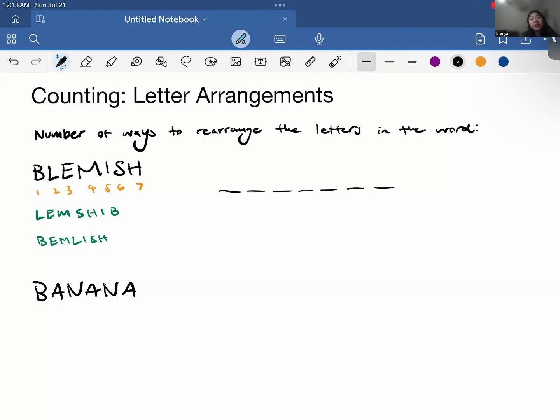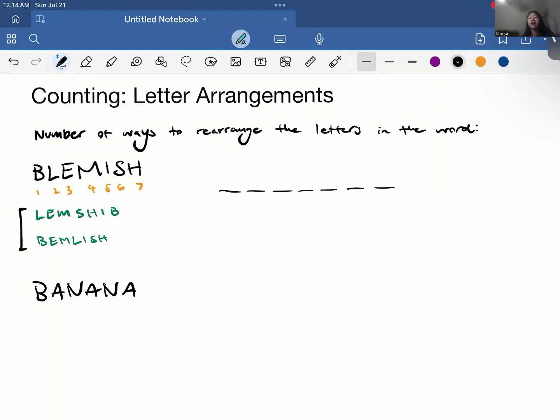So today I'll be teaching you how to count the number of ways to rearrange the letters in a specific word. And so I guess we'll just jump in with an example, for example, blemish. So for the word blemish, you can see I have some written possibilities here. And these are basically ways of rearranging the letters in this word, and we have to figure out how many ways we can do this, right?